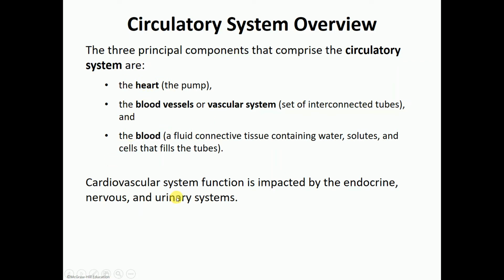The cardiovascular system can be affected by the endocrine system, so by hormones, by the nervous system, and by the urinary system. This is something that is kind of unique in regards to the circulatory system because, again, keeping the amount of blood volume and changes in blood pressure. The urinary system, when we get to that system, as you'll see, they coordinate that together.